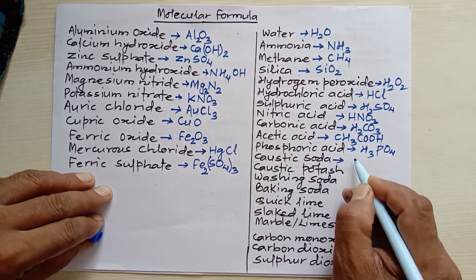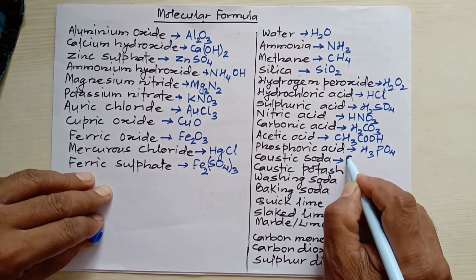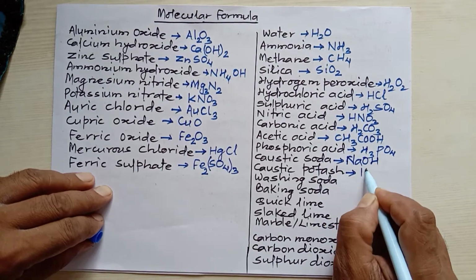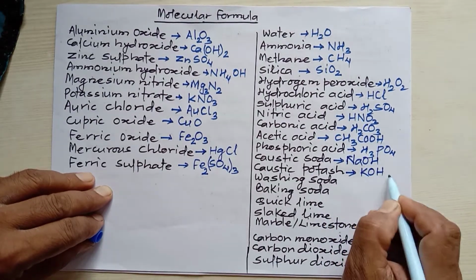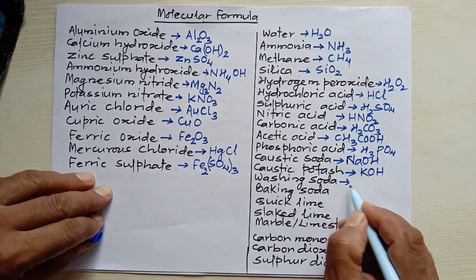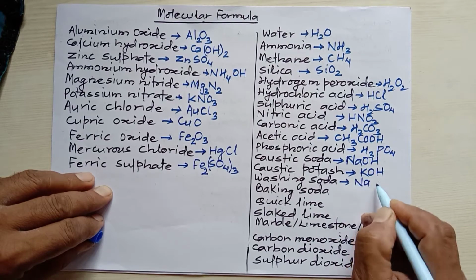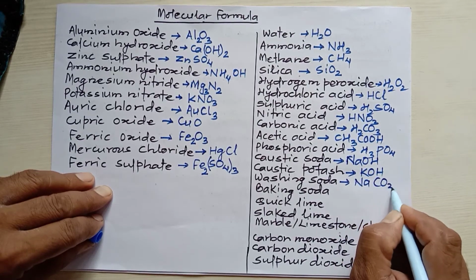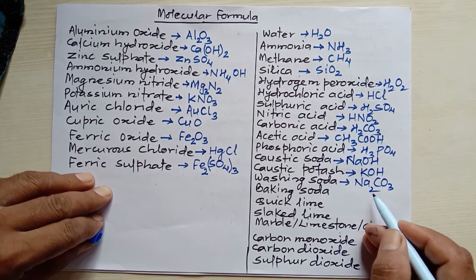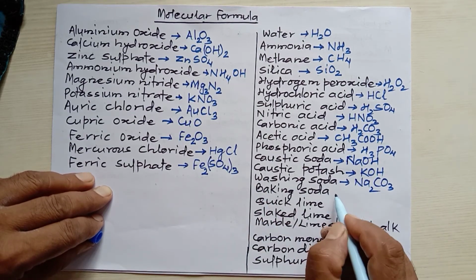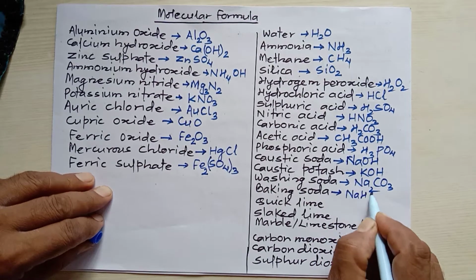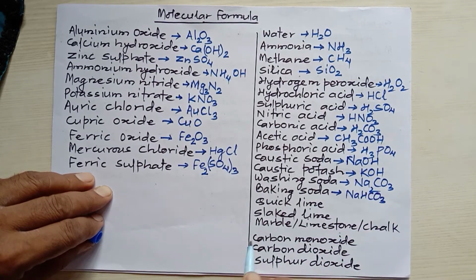Caustic soda. Caustic soda means NaOH. Caustic potash means KOH, potassium hydroxide, sodium hydroxide, normal chemical names. Washing soda means sodium carbonate, Na2CO3. If it was told as sodium carbonate, we will be able to write this, but washing soda we have to remember. Baking soda, NaHCO3, it is used in the kitchen.